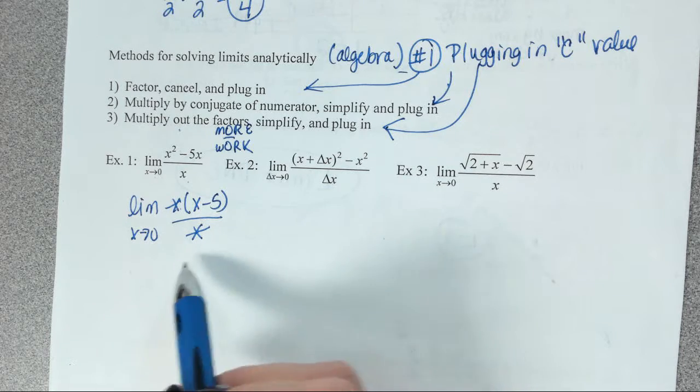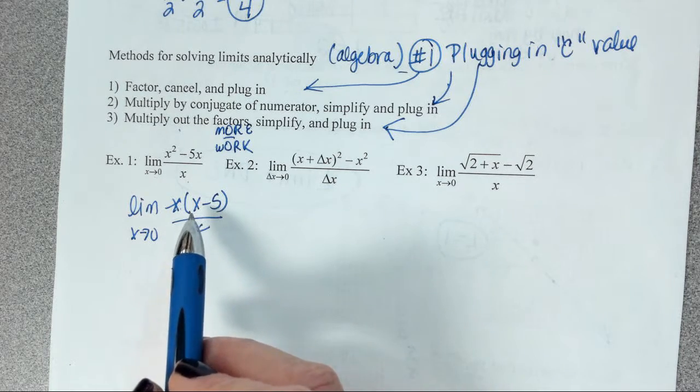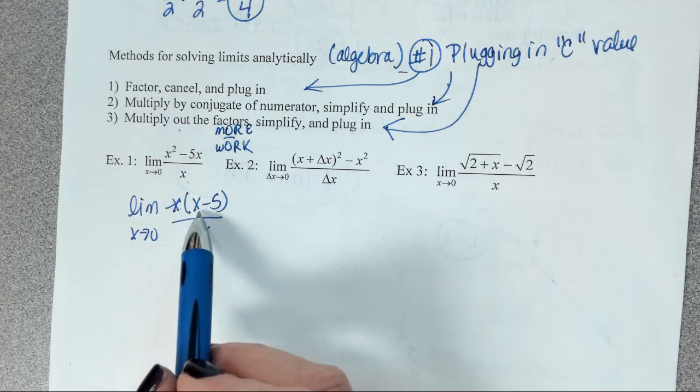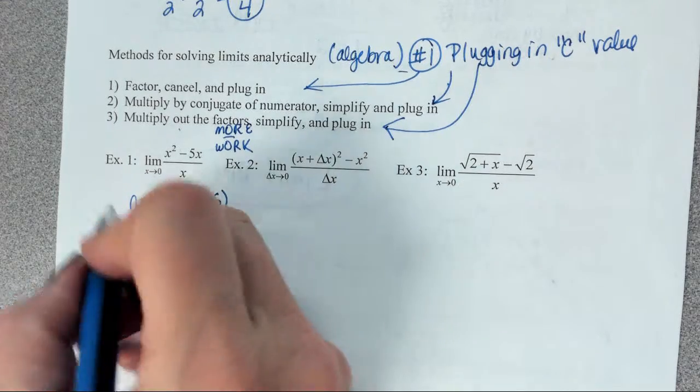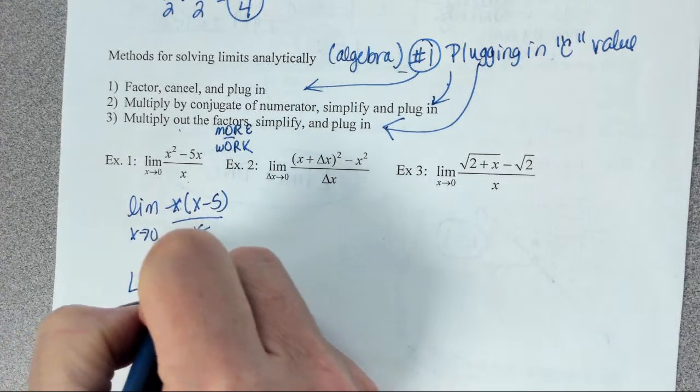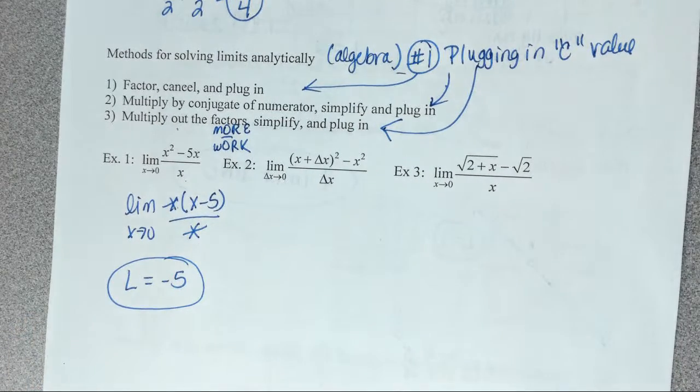But just because there's a hole there, there still will be a limit. So we're going to plug in our 0. 0 minus 5 is negative 5, so that's what the limit's going to be there. So we don't even have to look at the graphing calculator because we can do that problem very well analytically, with algebra.